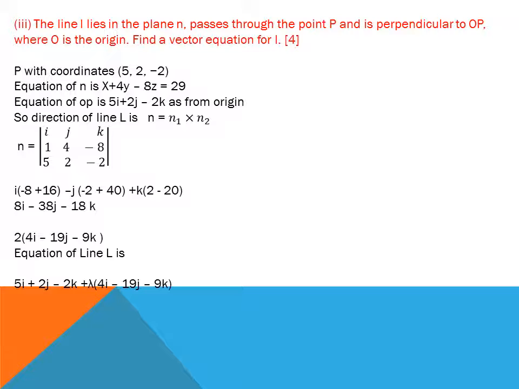So equation of line L is, point is 5I plus 2J minus 2K, which is the point P, plus lambda times 4I minus 19J minus 9K, which is the direction of line L.